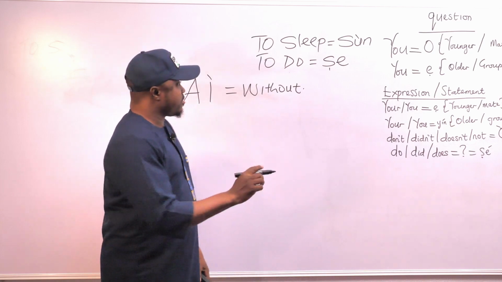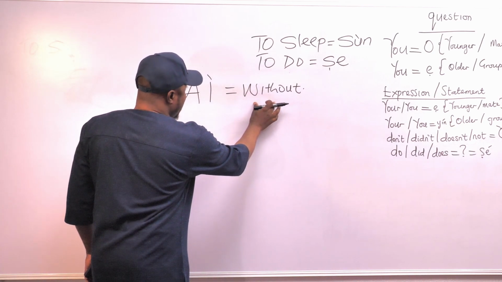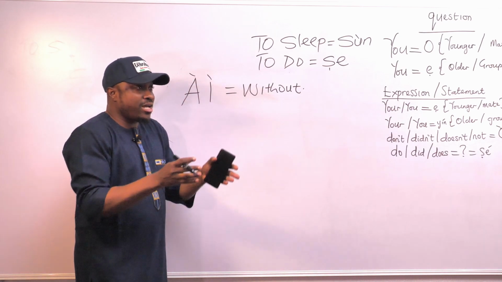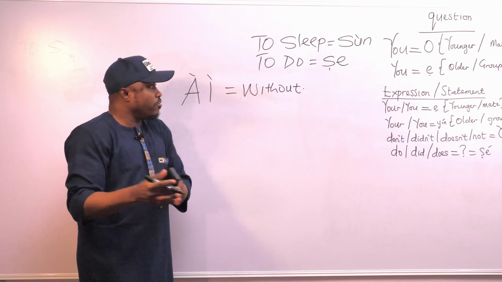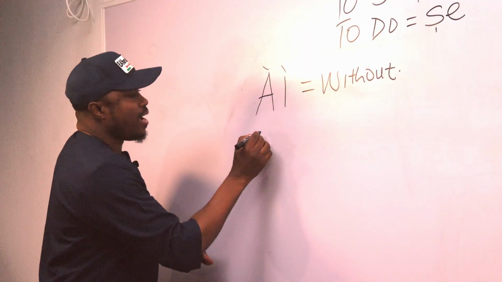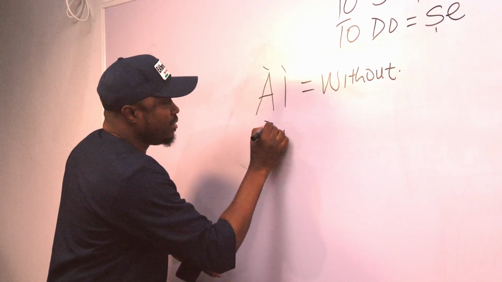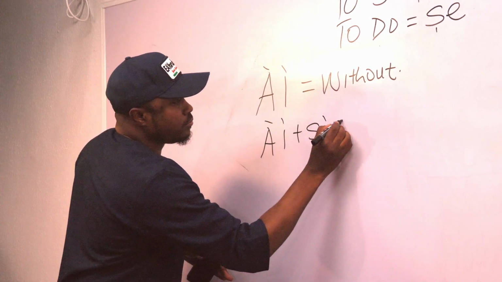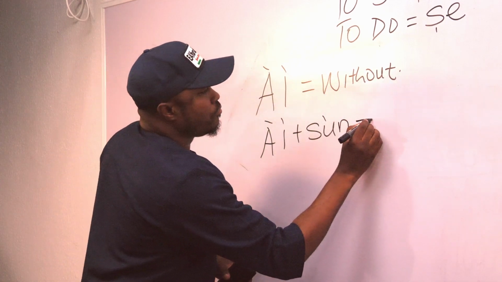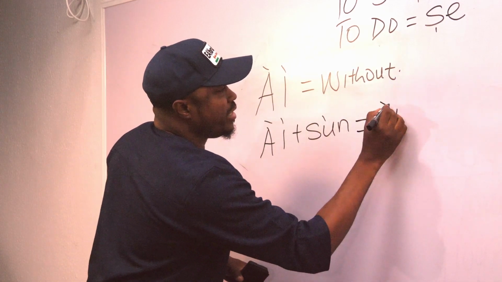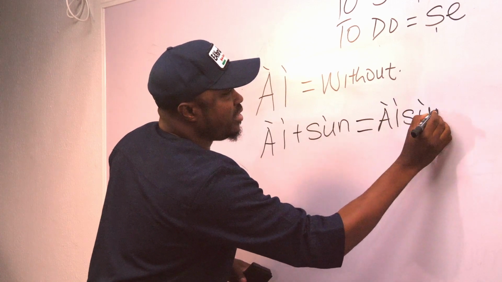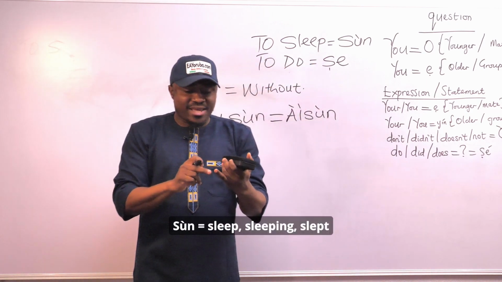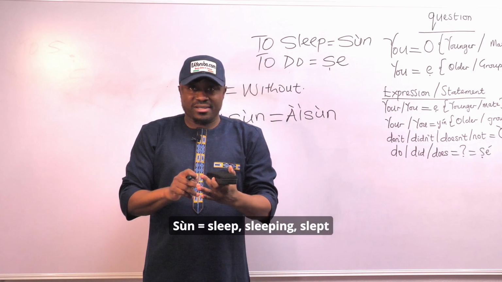I in English is without. And I cannot make sense without a verb attached to it. Right? For example, if we say I plus soon, which then gives you àìsùn. And to soon is to sleep. And it's the same word as sleeping, is the same word as slept, right?